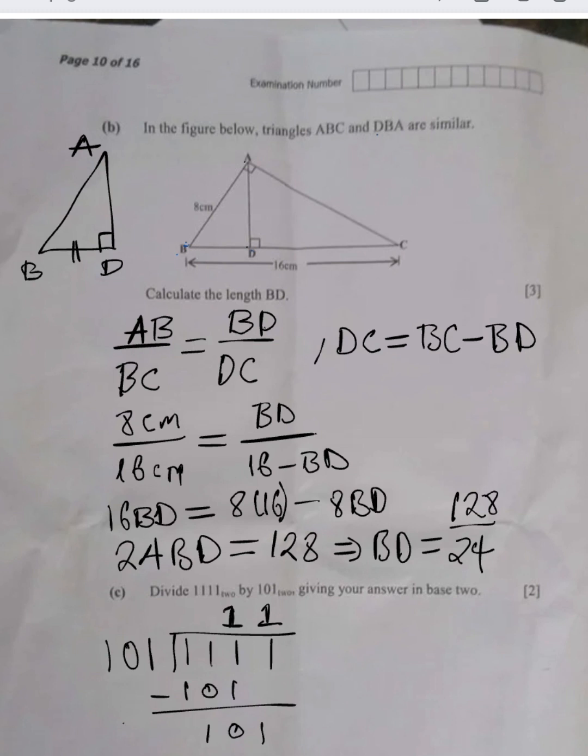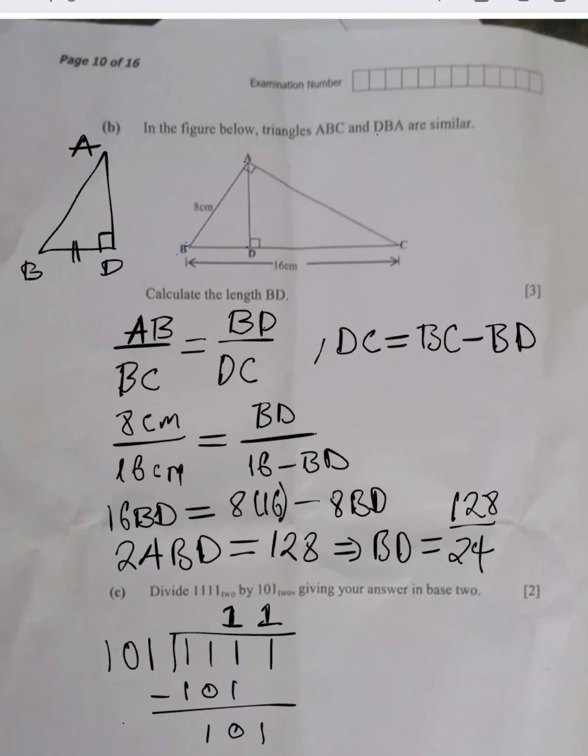Okay, but DC is BC minus BA. So you can just substitute where there is BC, just put 16 minus BA and make BA the subject of the formula, and we are done.